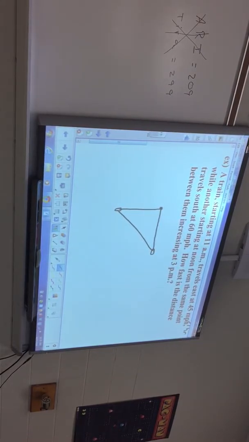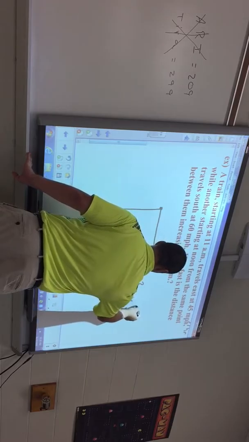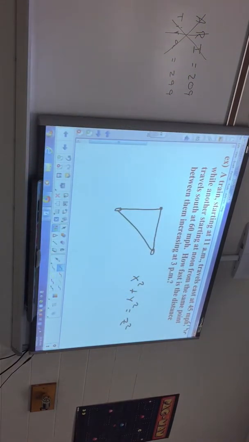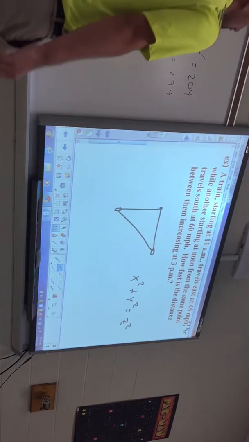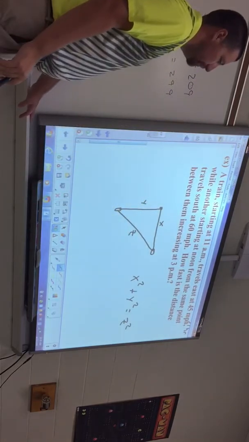So, what's my equation again? x squared plus y squared equals z squared. So I've got another simple little Pythagorean thing. So we'll say x, we'll say y, we'll say z.